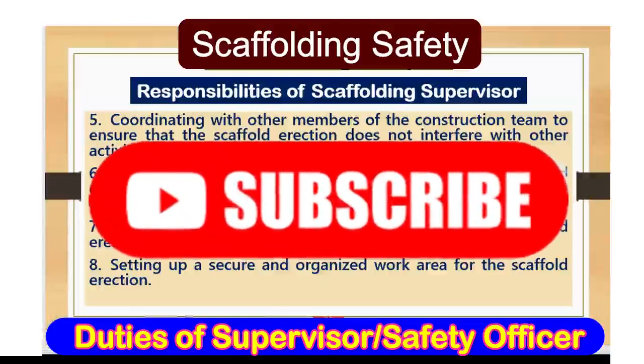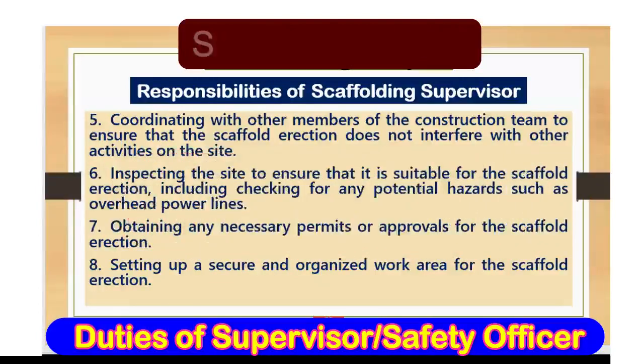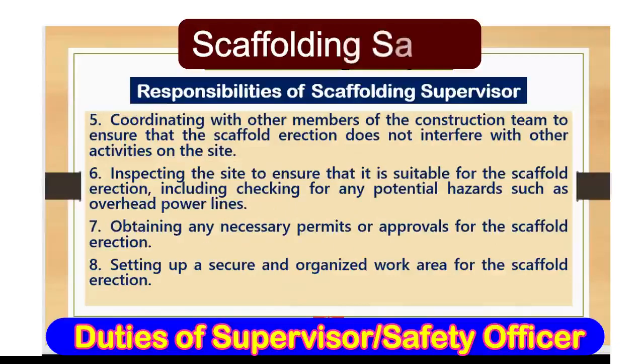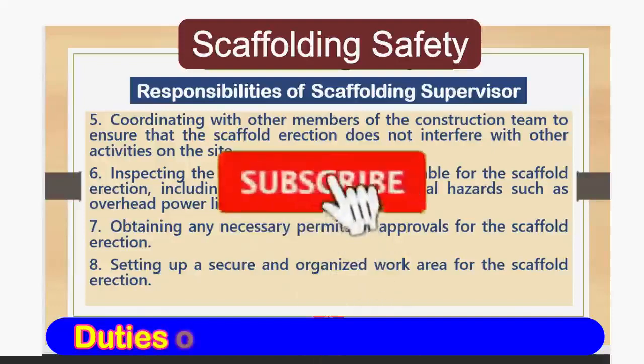Number six, inspecting the site to ensure that it is suitable for the scaffold erection, including checking for any potential hazards, such as overhead power lines. Number seven, obtaining any necessary permits or approvals for the scaffold erection. Number eight, setting up a secure and organized work area for the scaffold erection.